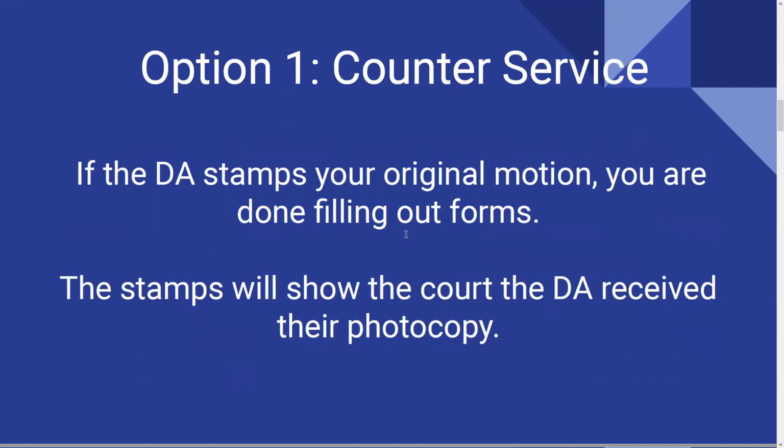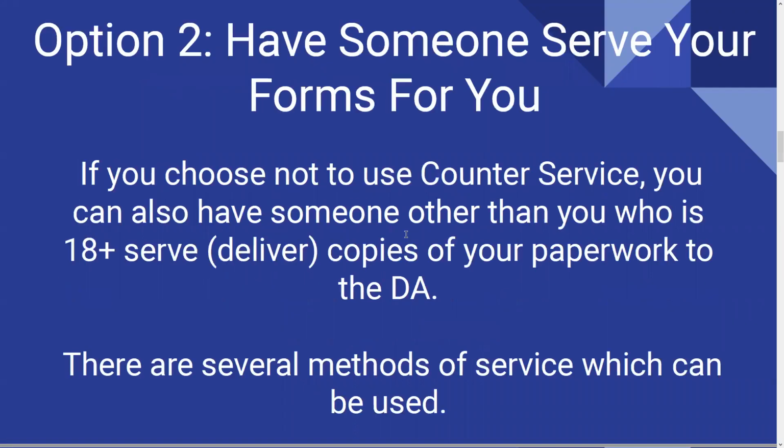So if the DA stamps your original motion, you are done filling out forms. You have officially done all the paperwork you need to. The stamps will show the court the DA received their photocopy. So if for some reason you are unable to do that, you have a second option, which is to have someone else serve the forms for you in another manner.